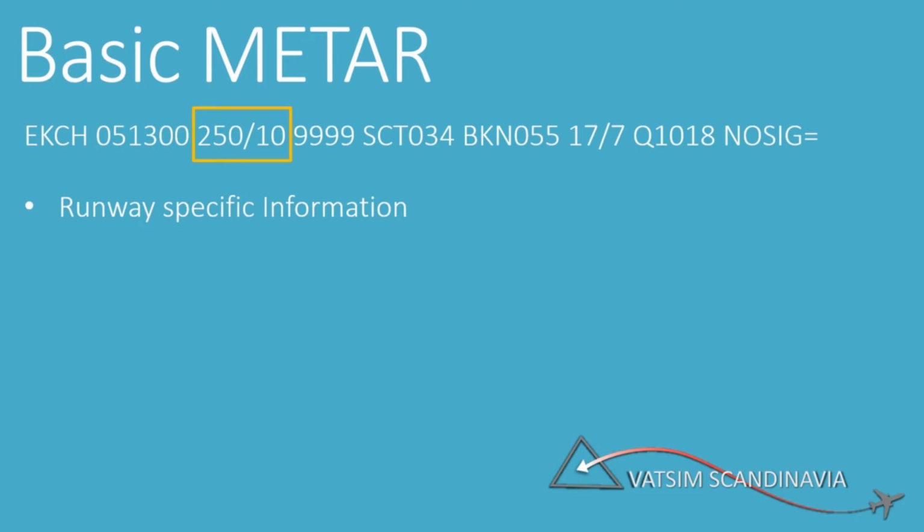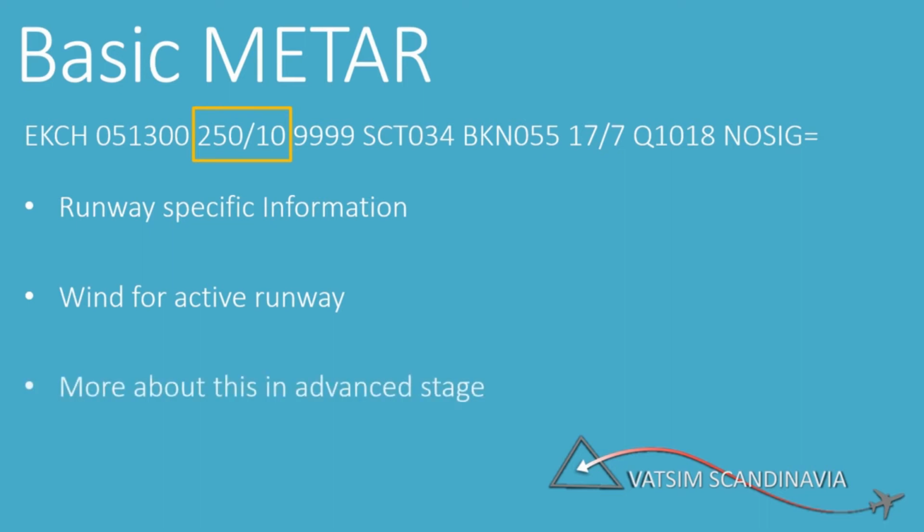Now, the second part, we move over to runway specific information. For the purpose of the basic METAR, it will include the wind measured for the active runway. In the basic METAR, this is all we're going to include for now, and it will make sense as we go into the advanced stage, as there will come more.